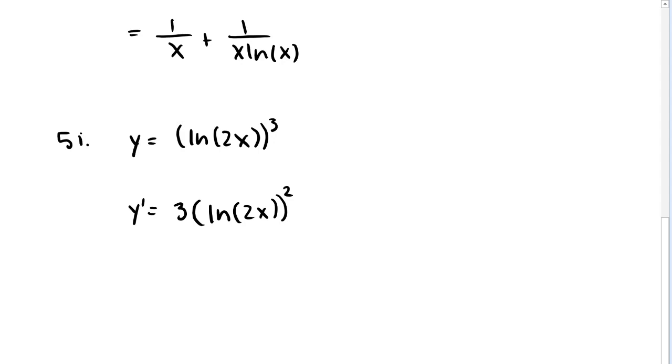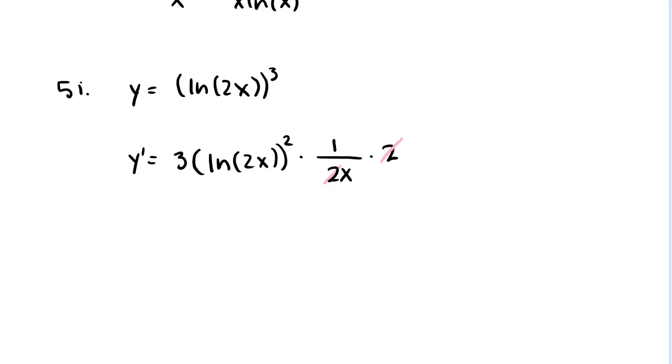And now we have to multiply by the derivative of this inside function, which is, well, the derivative of ln of 2x is 1 over 2x. And this is again going to require the chain rule, because we still have to multiply this with the derivative of the inside function. This would be multiplied by the derivative of 2x, which is just 2. And so here, this factor of 2 in the numerator and the denominator would cancel out, and we would just be left with y prime is equal to 3 times ln of 2x, all squared, divided by x. So that's y prime.